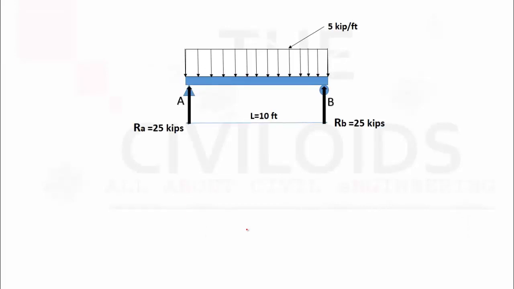Now to check that we have determined these reactions correctly, we can use this simple trick that sum of all upward forces must be equal to sum of all downward forces. You can see that there are two upward forces that are 25 kips plus 25 kips, and there is a distributed load which is acting downward, and the magnitude of this distributed load will be equal to 5 into 10. So from this side 25 plus 25 is equal to 50, and from this side 10 multiplied by 5 equal to 50. So we are getting the same value at both sides. It means that we have calculated the reactions correctly.